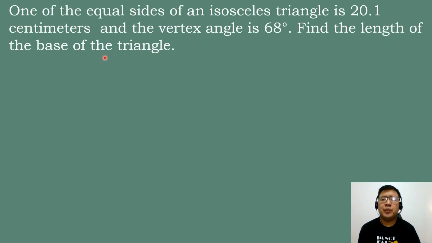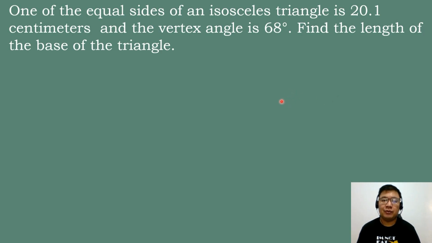One of the equal sides of an isosceles right triangle is 20.1 centimeters, and the vertex angle is equal to 68 degrees. We will find the length of the base of the triangle. Our first step again is we need to draw the picture.